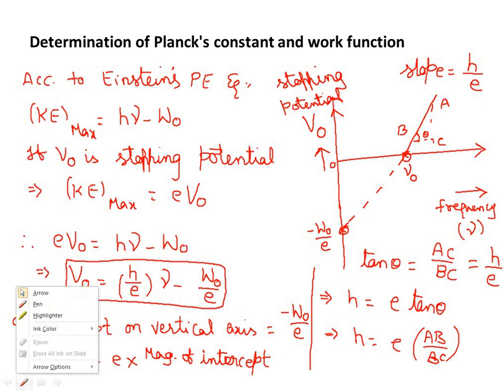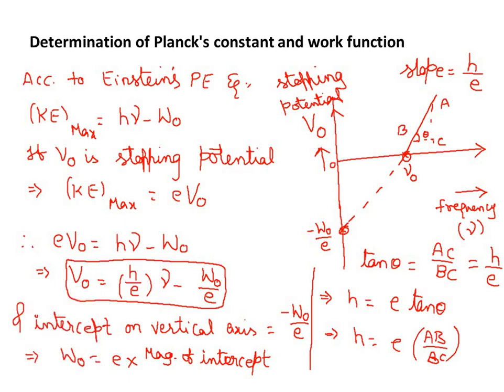Can I compare this equation with y equal to mx plus c? Can I write down that it's in the format of y equal to mx plus c, having this slope as well as the intercept? Along the y axis we have V naught, and along the x-axis, in the place of x we have nu, and in the place of m, the slope, we have h by e. So the slope is h by e, while c is of course minus W naught by e, which you have already seen here. So are we clear with this now?